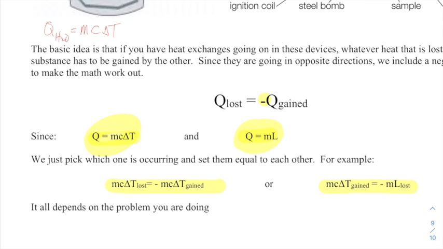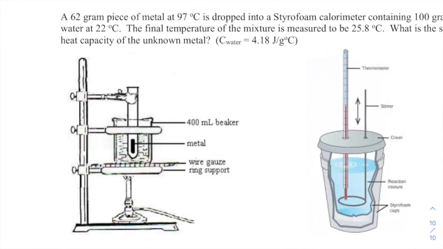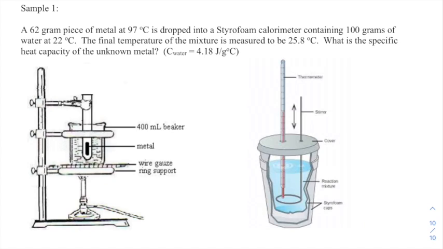All right, so let's take a look at a sample calorimetry problem. So here's what we got. I've got a 62-gram piece of metal that is at 97 degrees Celsius, and it's dropped into a styrofoam container that is containing 100 grams of water at 22 degrees Celsius. The final temperature of the mixture is measured to be 25.8. What is the specific heat capacity of the unknown metal?